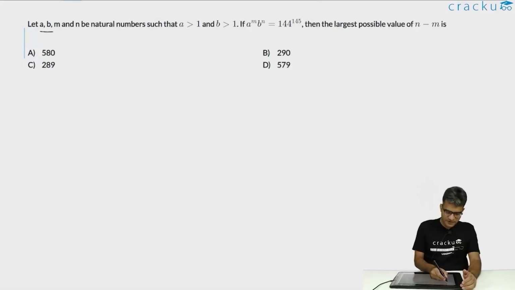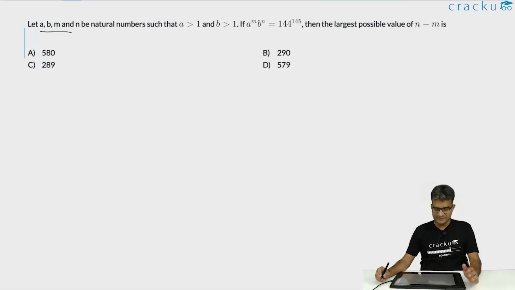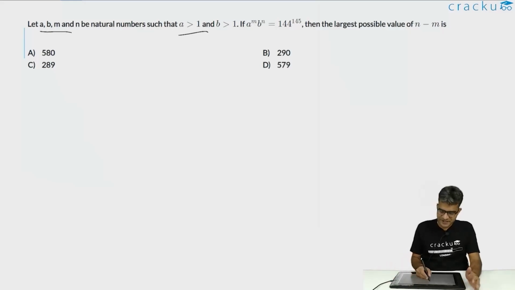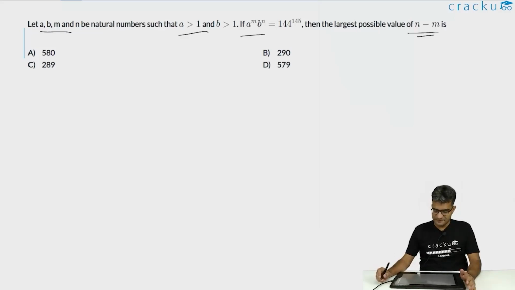In this question, we are told that A, B, M and N are natural numbers such that A is greater than 1, B is greater than 1, and A to the power M into B to the power N is 144 to the power 145. We are asked to calculate the largest possible value of N minus M.